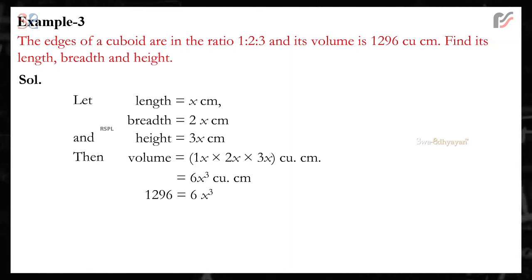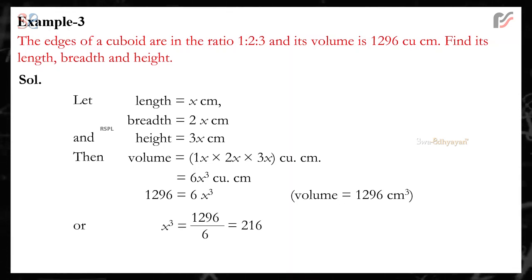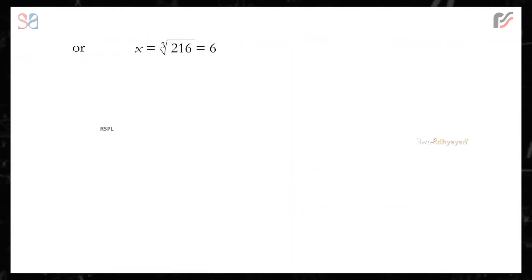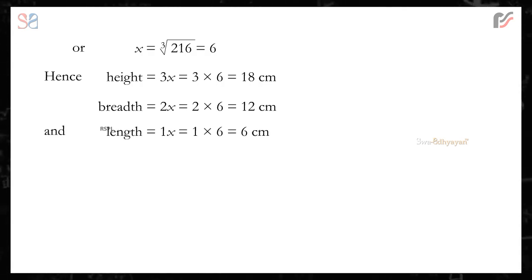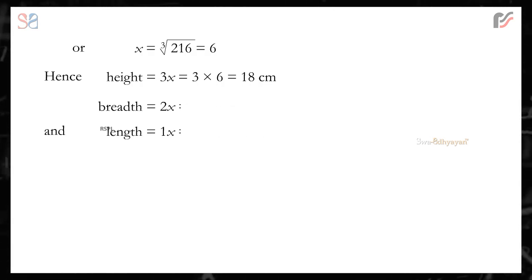Now, 1296 is equal to 6x cube, since volume is equal to 1296 cubic centimeter. Or, x cube is equal to 1296 upon 6, which is equal to 216, or x is equal to cube root of 216, which is equal to 6. Hence, height is equal to 3x is equal to 3 into 6 is equal to 18 centimeter. Breadth is equal to 2x is equal to 2 into 6 is equal to 12 cm and length is equal to 1x is equal to 1 into 6 is equal to 6 cm.